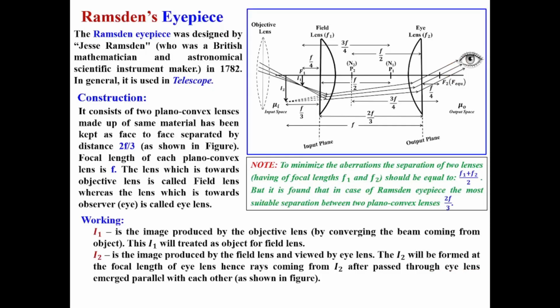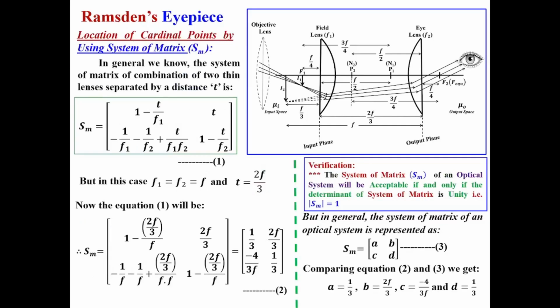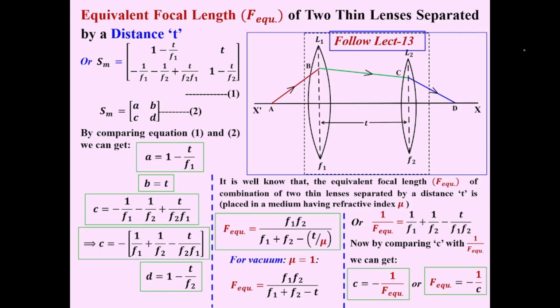Now we are going to calculate the location of cardinal points of this Ramsden eyepiece. Here I have written the heading: location of cardinal points by using the system matrix of this Ramsden eyepiece. Before calculating the cardinal points, I will recall lecture number 13. In lecture 13, we discussed in detail the equivalent focal length of two thin lenses separated by a distance t, and also evaluated the cardinal points of this optical system. Here the optical system is nothing but a combination of two thin lenses.